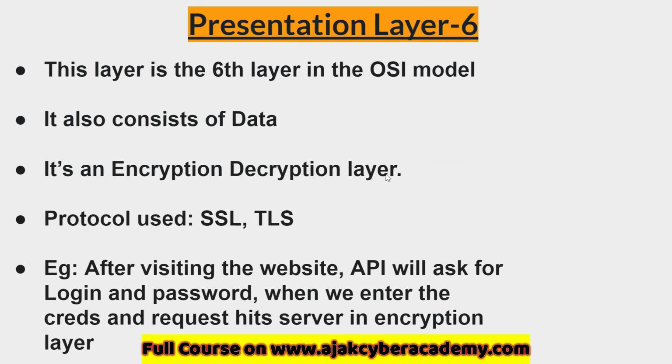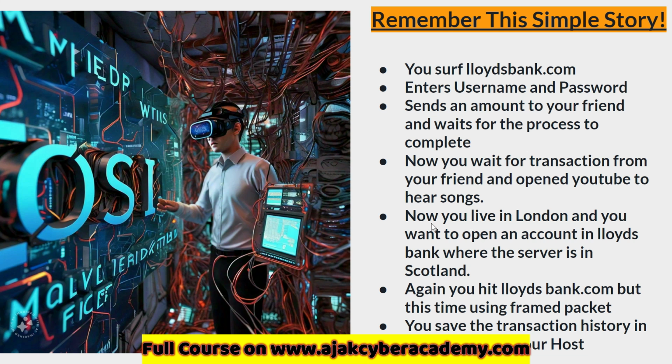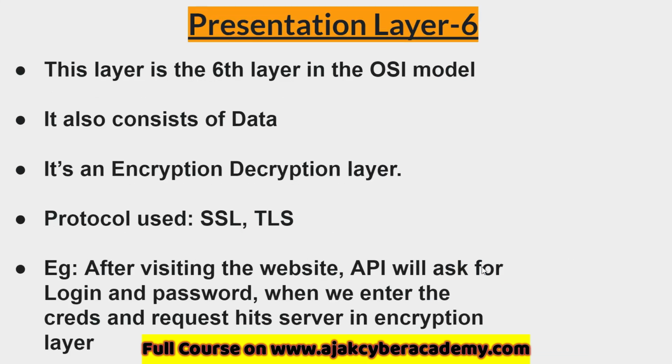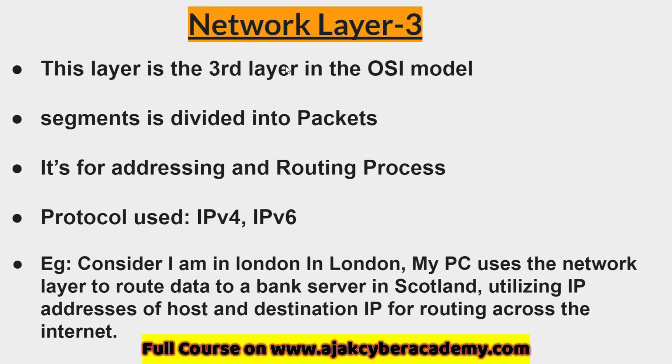If we now see the storyline, now you live in London and you want to open an account in Lloyds Bank where the server is located in Scotland. What happens here is, this specific network layer collects my host IP address and the destination IP address, and routes my IP address to the destination IP address. So it routes my PC to the server in Scotland. That's the main important usage of this network layer. Utilizing the IP address of host and destination IP for routing across the internet, we use this network layer, guys.